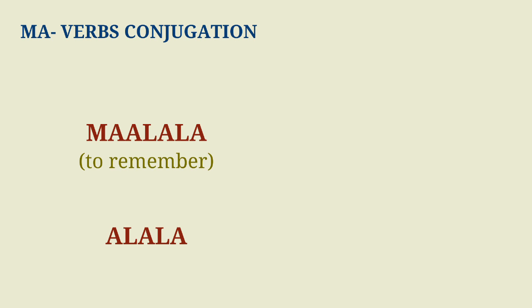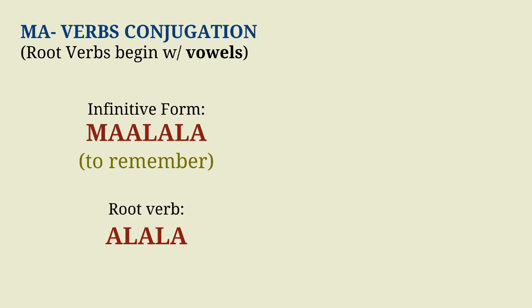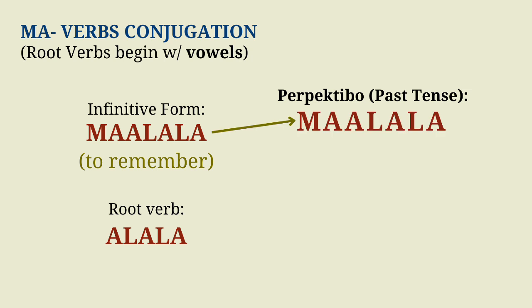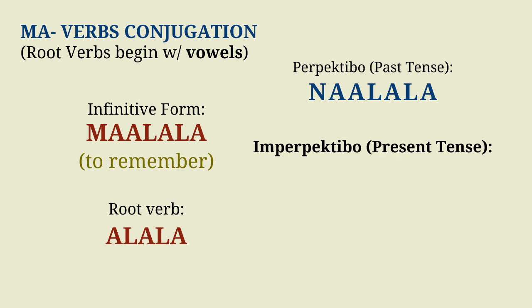So this is the rule that you will follow for MA verbs whose root words begin with a vowel. And it is actually the same with the mag verbs. For the past tense, o perpektibo, you simply change the letter M to letter N. Naalala. For the present tense, or imperpektibo, you once again change the first letter to letter N, and then repeat the first letter of the root verb.